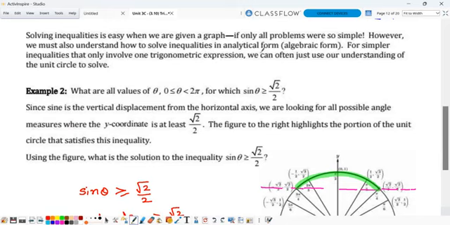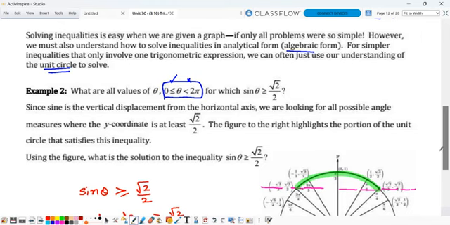So let's take a look at inequality in algebraic form. Algebraic form means given an equation. You will need to know how to use the unit circle. Understanding of the unit circle is very important. So for example, it says what values of theta, now notice that 0 is included, but 2 pi is not, because 0 and 2 pi are the same. We are not looking for duplicate solutions. We are looking for unique solutions. Sine theta is greater than or equal to root 2 over 2.